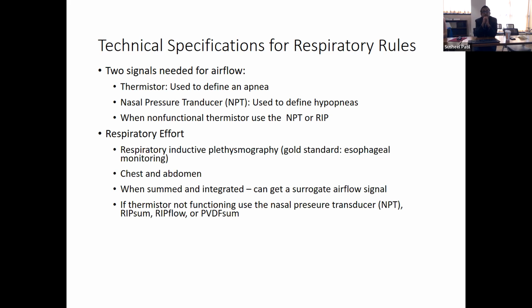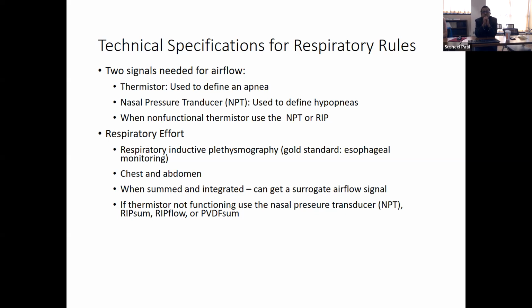Respiratory effort: the gold standard, at least on a sleep study, is respiratory inductive plethysmography. The real gold standard is esophageal pressure monitoring, which is incredibly rare these days, but I dropped lots of esophageal balloons in my day, and nothing beats it. Belts just don't cut it. It always gives you a better signal if you can do it.